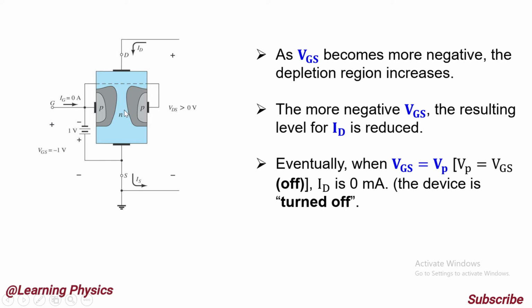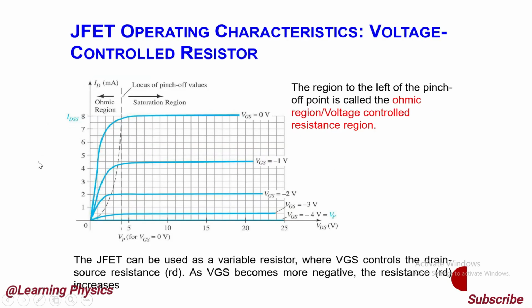And the device goes to the saturation region more quickly than in the previous condition, when VGS was equal to zero and VDS had some more positive value. In this condition, the device goes to the saturation level more quickly because we have applied negative VGS. And this is the schematic diagram and transfer characteristic, the JFET operating characteristic.